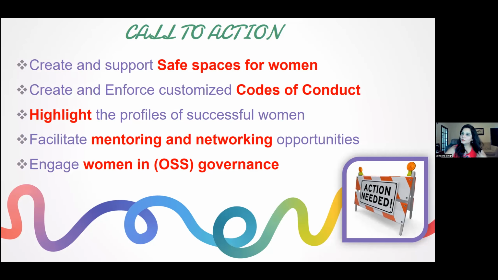So with that, where does that lead us? What do we want to do? We know some of the problems, we are learning, we are trying to be allies, we are trying to do better. What are some of the action items that we can do? We can create and support the creation of safe spaces for women or for other marginalized populations. We can create and enforce customized codes of conduct, highlight the profiles of successful women, facilitate mentoring and networking opportunities. Mentoring was really key in the first experience of joining open source software for women. And engage women in open source software governance.